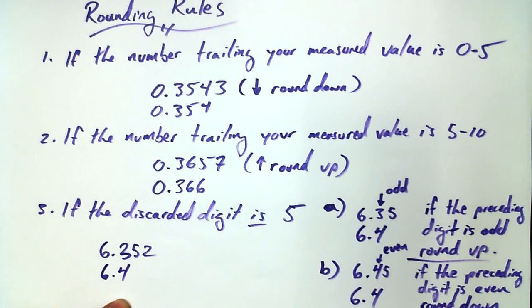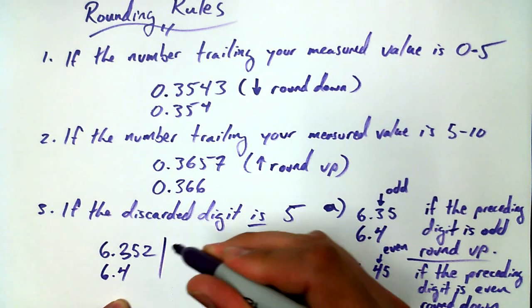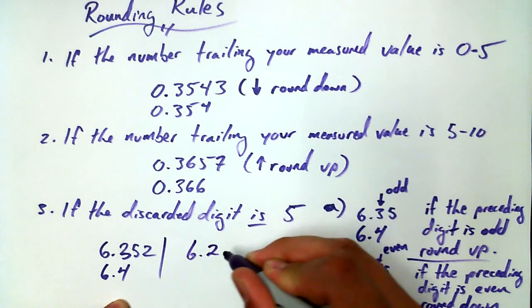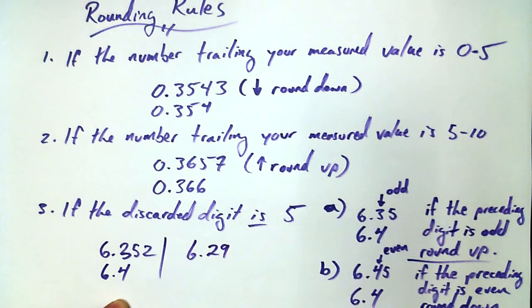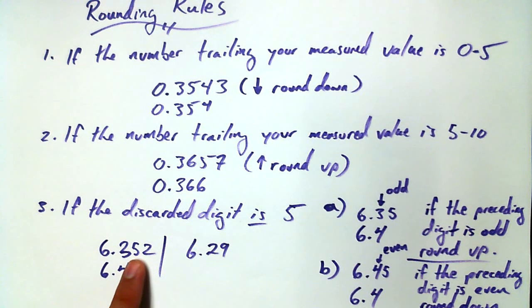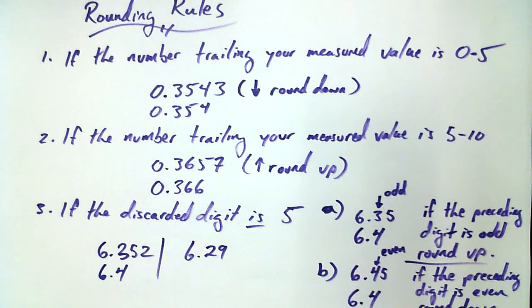Do you see what I mean by that? It's the same if this was 6.29. Would that round up or down? Round up, no doubt about it. It's past 5, it's going to go up. That's just the way it is, okay? So don't get hung up on the fact that there happens to be a 5 somewhere in there. This rule only applies when it ends in a 5 specifically.